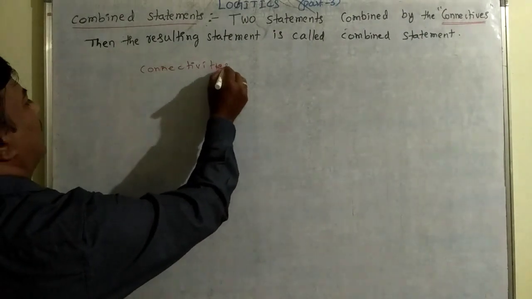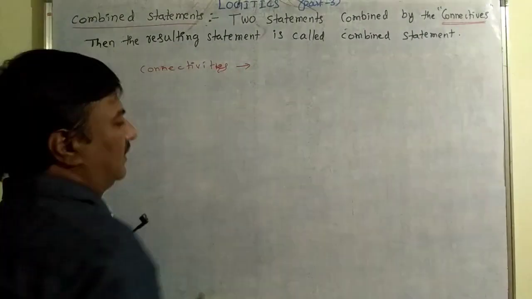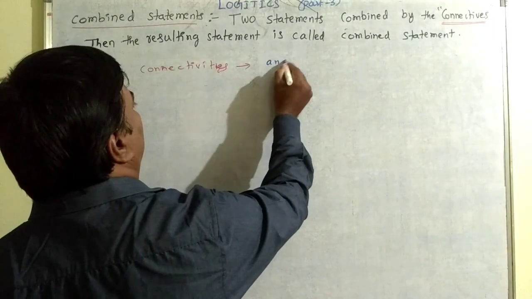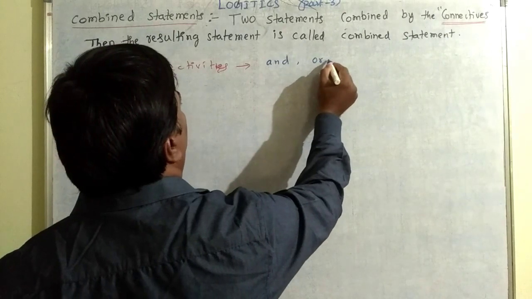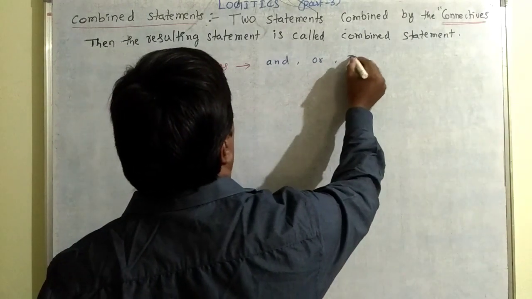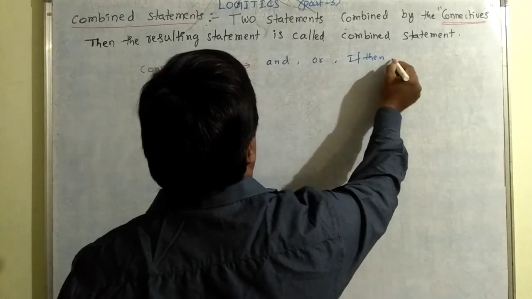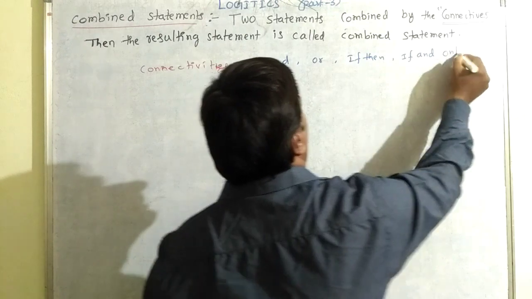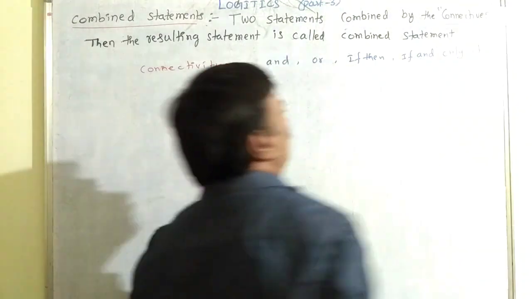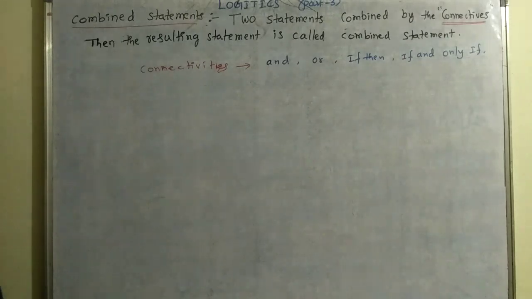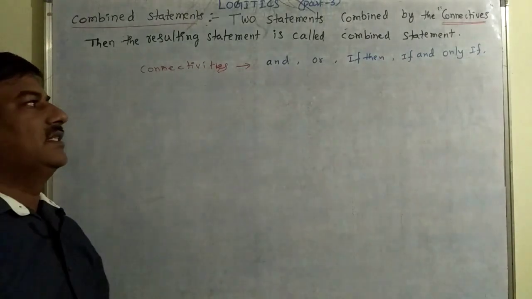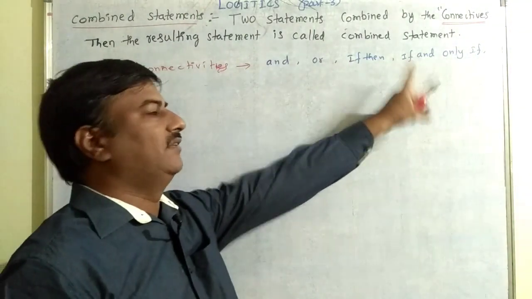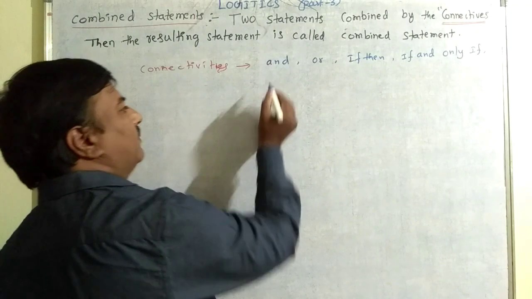Connectives: these are and, or, if then, if and only if. Two or more statements, or two statements, we can connect by these connectives, that is this: and, or, if then, if and only if.